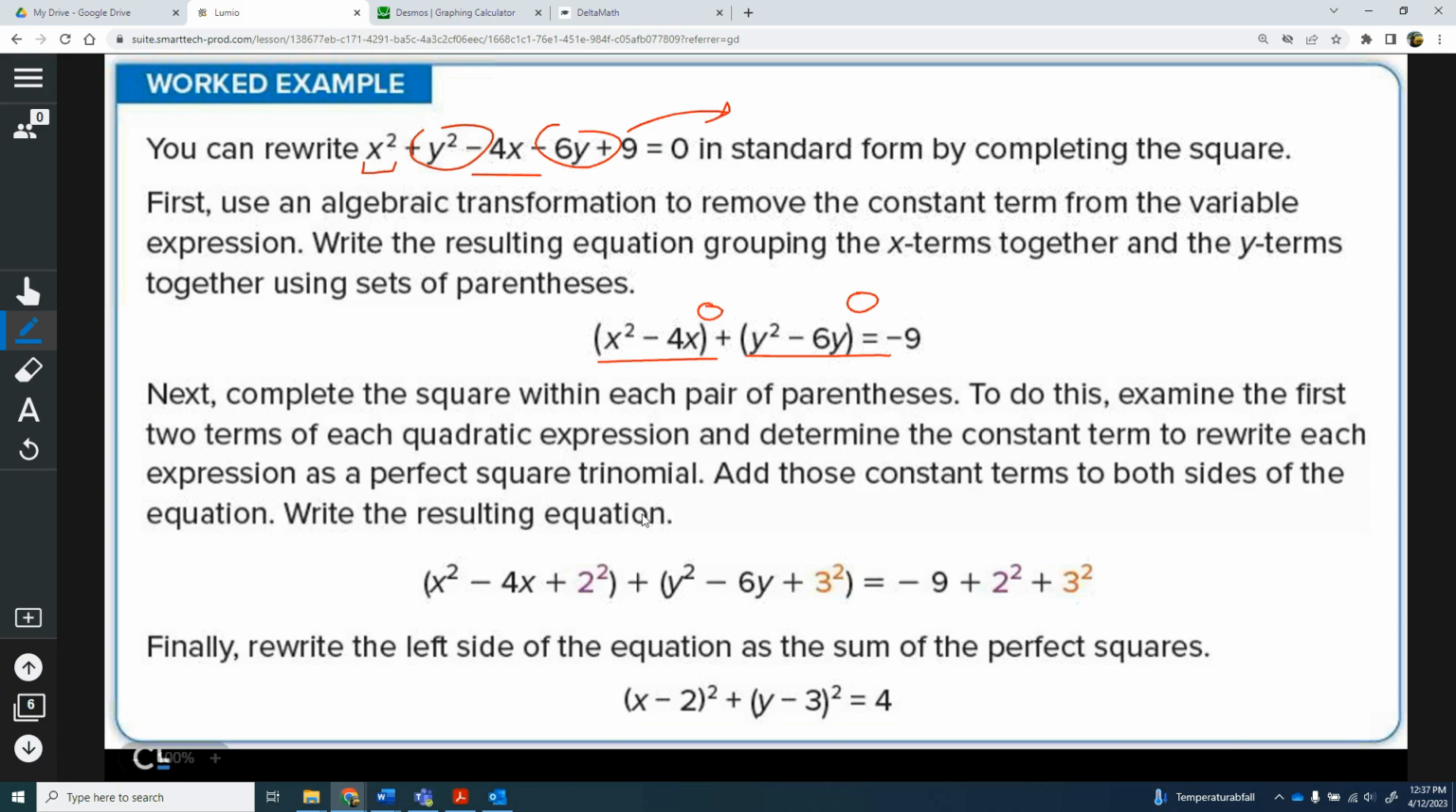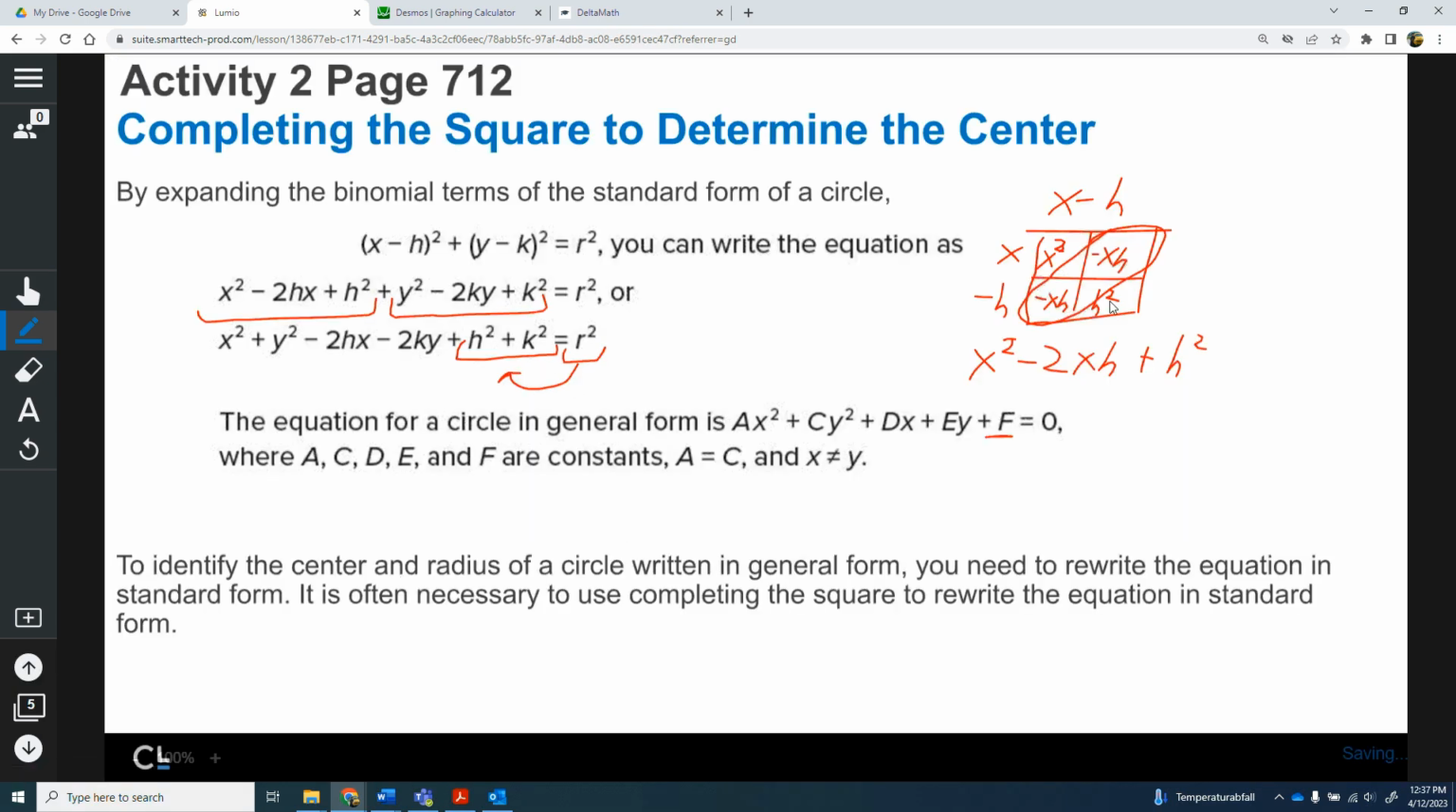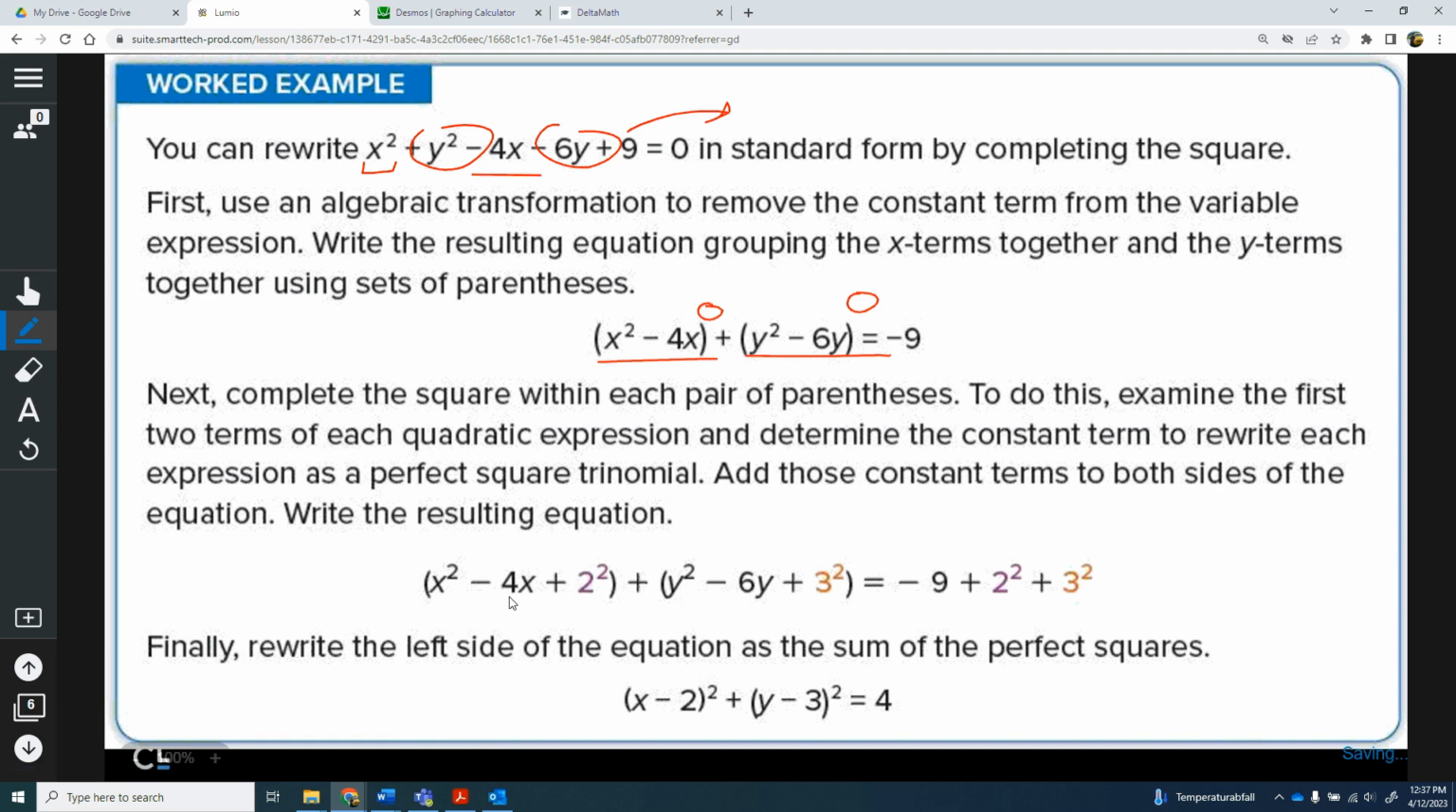Write the resulting equation. So when I did this process, I need to figure out what numbers will add to this. So I take this number, I divide it by 2, and then I square it. So 4 divided by 2 squared is 2 squared. I added 2 squared to this side, I have to add 2 squared to this side. Then on this one, I take this number, I divide by 2, and I square it. 6 divided by 2 is 3, 3 squared, added to both sides. Then I have a whole bunch of numbers over here that I'll add up to 9.